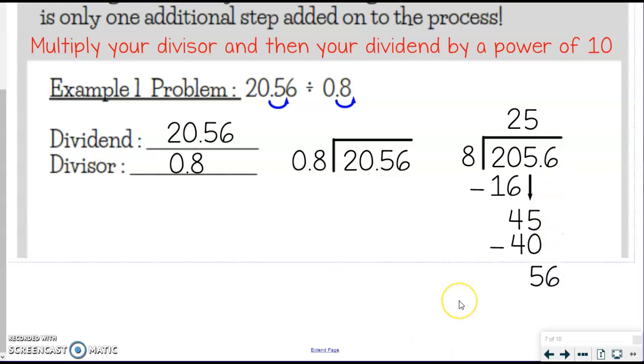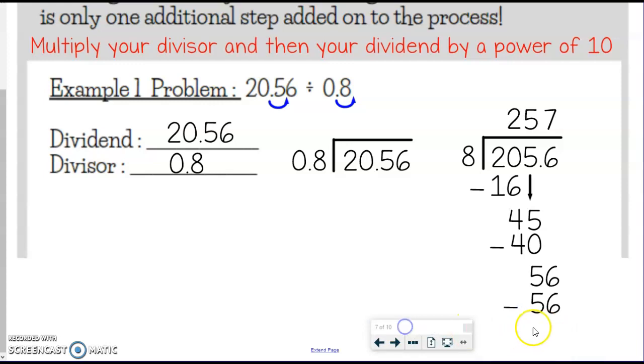Oh well. Anywho, so 8 fits into 56 7 times. Yay, 7 times exactly. So we end up with 56, and we subtract and get 0. Okay? So we have no leftovers, we have no more numbers. So our answer is 257, right?